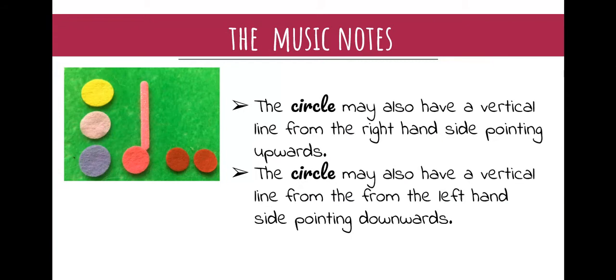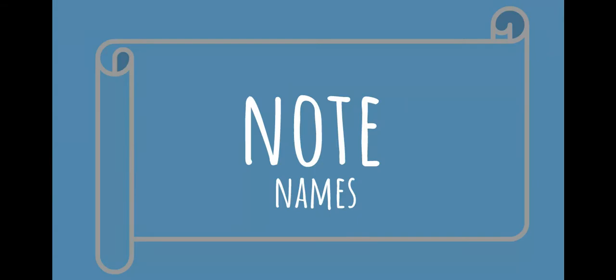Now, if a circle has a vertical line going up, it means that it's sitting on the staff in the position of the third line from the bottom upwards. But if it has a vertical line on the left-hand side pointing downwards, it means that on the sheet music it's sitting on the third line of the staff, or at any point below the third line.